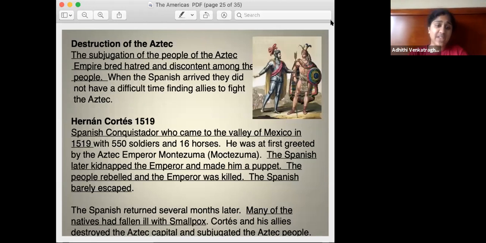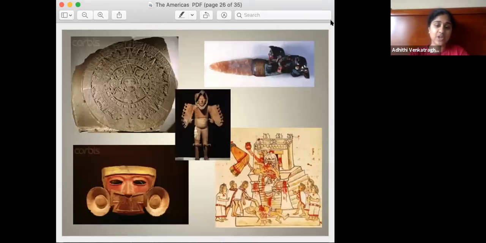There was also the destruction of the Aztec people. Subjugation of the people of the Aztec Empire bred hatred and discontent among the people. When the Spanish arrived, they did not have a difficult time finding allies to fight the Aztecs. It was conquered by Hernan Cortes in 1519. Hernan Cortes was a Spanish conquistador who came to the Valley of Mexico in 1519 with 550 soldiers and 16 horses. He was at first greeted by the Aztec Emperor Montezuma. The Spanish later kidnapped the emperor and made him a puppet. Many of the natives also fell ill with smallpox, and the Spanish began to spread smallpox. This is an example of some of the art of the Aztecs.